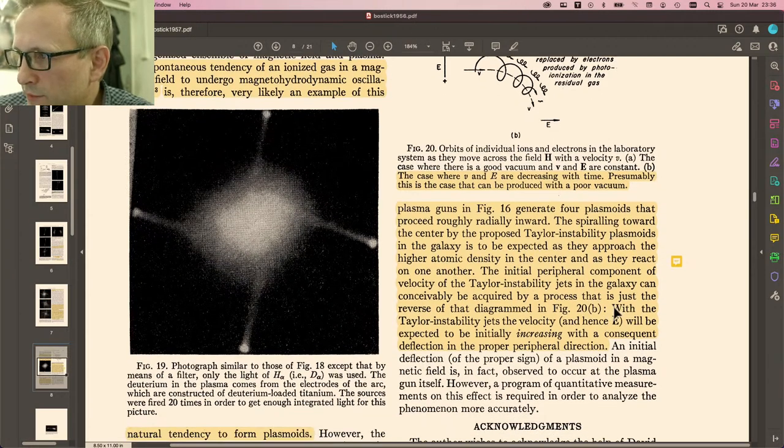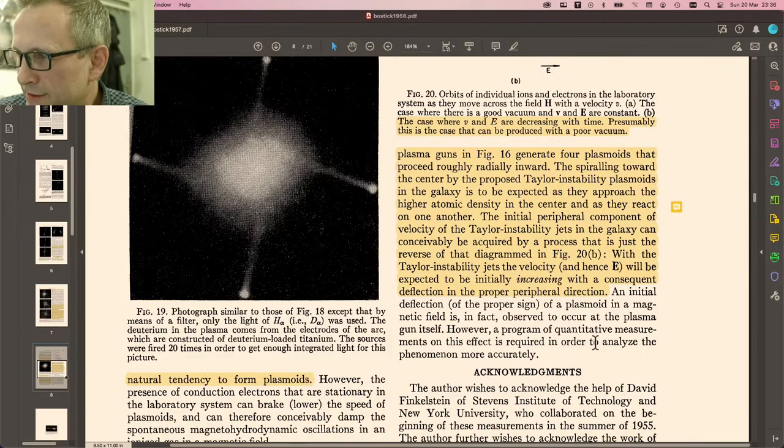The initial peripheral component of the velocity of the Taylor instability jets in the galaxy can conceivably be acquired by a process that is just the reverse of that diagrammed in figure 20. With the Taylor instability jets, the velocity, and hence E, will be expected to be initially increasing with a consequent deflection in the proper peripheral direction.